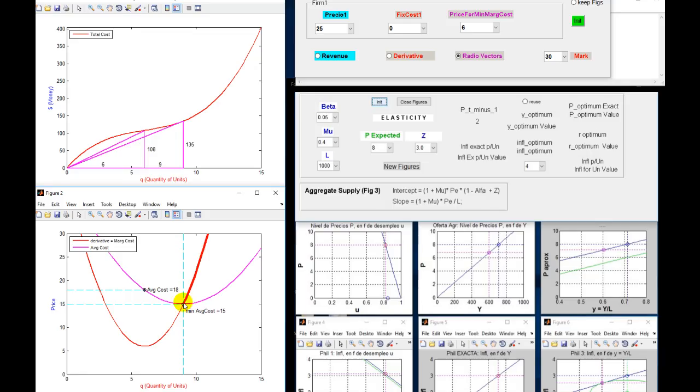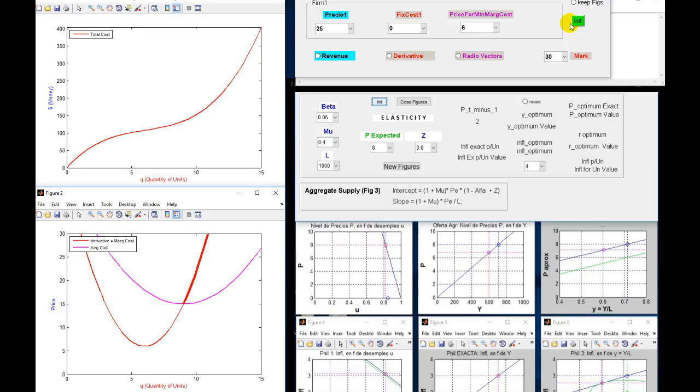So what we are going to show is that from this point on, I mean above this point, is where we are going to have the supply curve. So the supply curve is going to be part of the marginal cost, but not the whole marginal cost, but from the minimum average cost and above. Okay, let's see that.